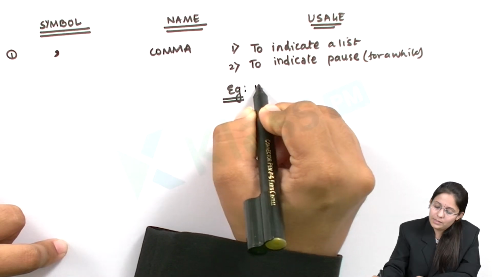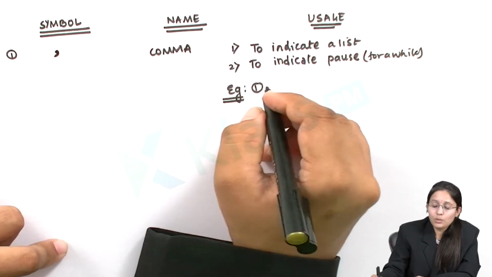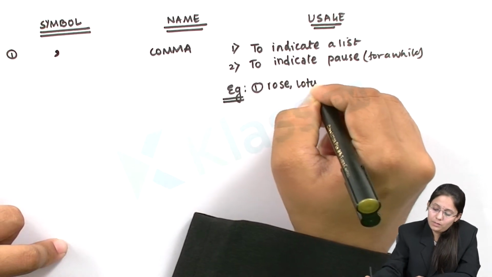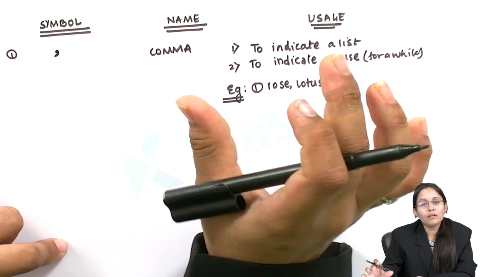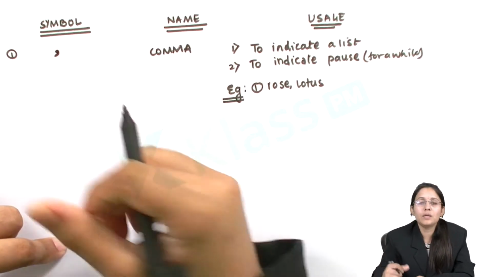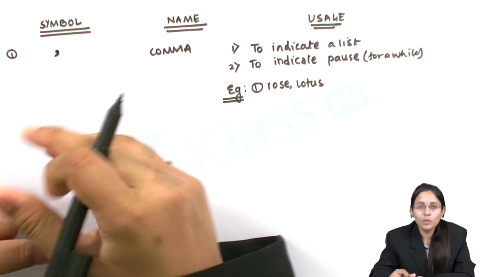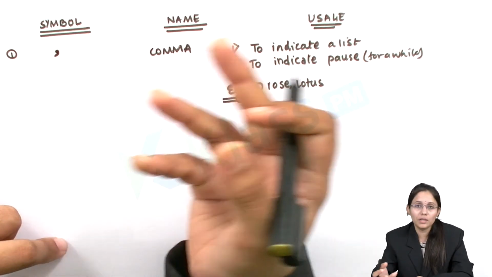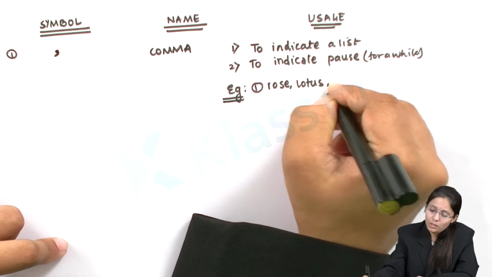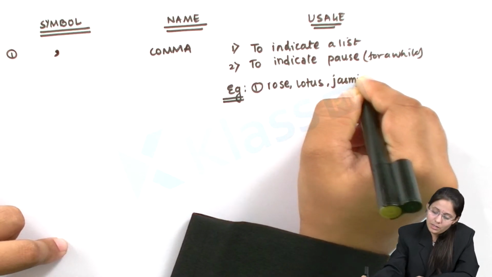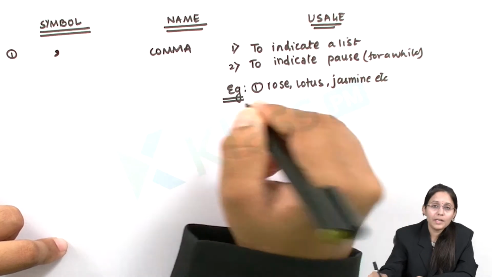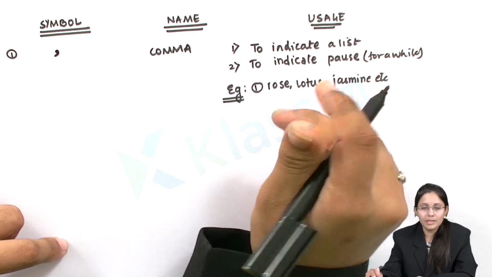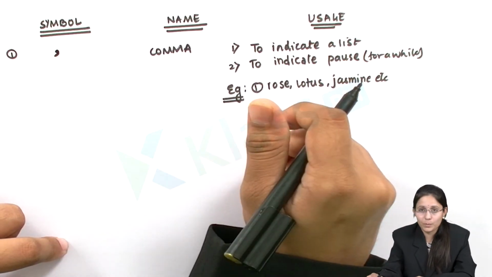Let us take the first example, to indicate the list. If I am listing out the flowers, for example, rose, lotus. A list may indicate, most of the time, the same kind of objects, but it may also indicate varied varieties of objects. It's not compulsory that if I am listing out the flowers, everything must be flowers. So rose, lotus, jasmine, etc. Or it can be rose, mango, tomato, etc. It can be anything. It is not peculiar that you should have the same set of items over there.